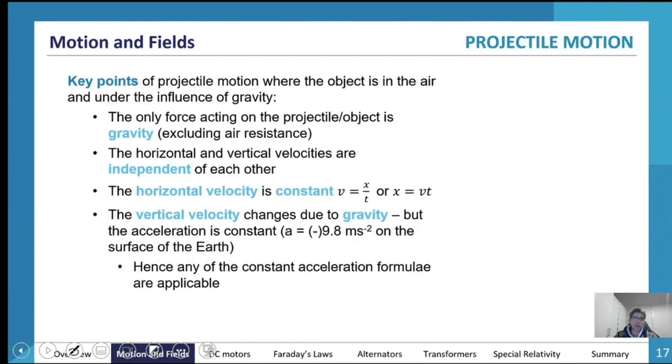So what are some key points about projectile motion? The only force acting on the projectile is gravity. The horizontal and vertical velocities are independent of each other. The horizontal velocity is constant. The vertical velocity changes due to gravity, but the acceleration is constant, and hence any of the constant acceleration formulas are applicable.